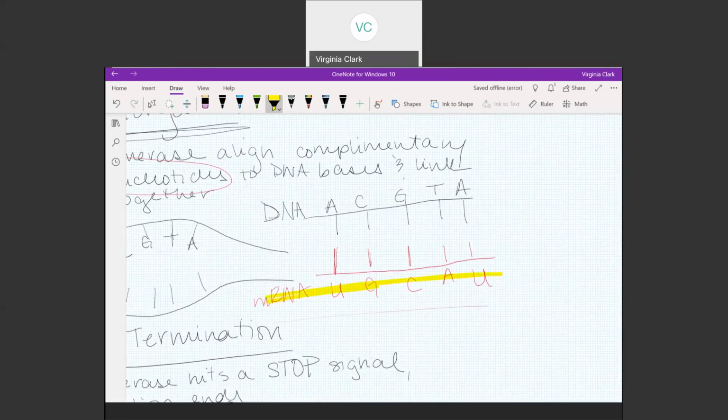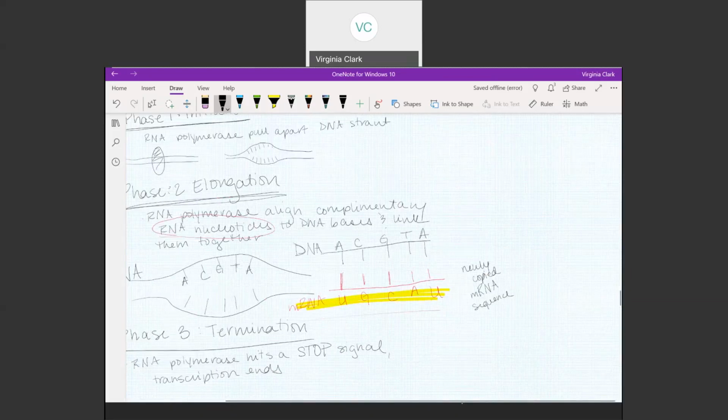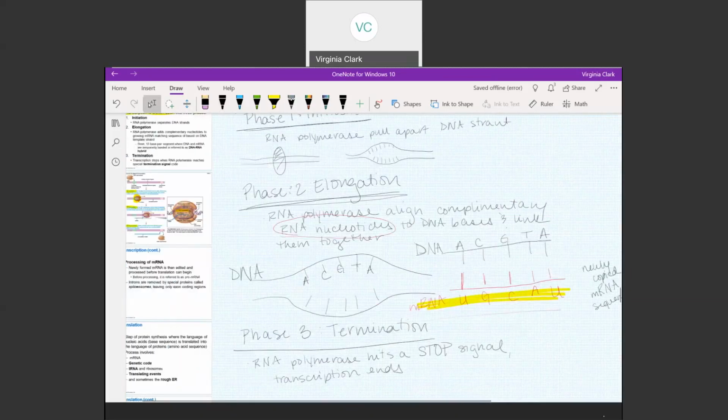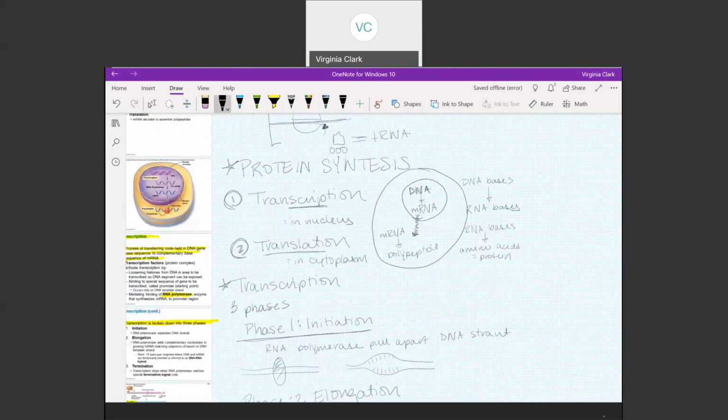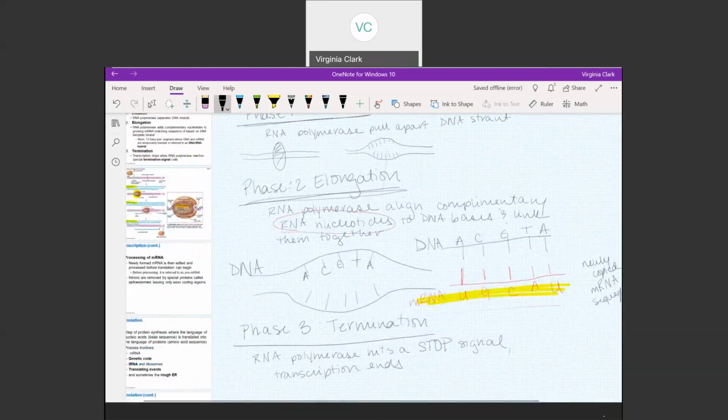So at the end of it, you're going to have a newly copied mRNA sequence. It is not double-stranded. It is not connected. Notice here, it is not connected. It's just doing a copy. This newly made mRNA sequence is now going to travel outside of the nucleus into the cytoplasm, and we're going to go through the process of translation. So that is what we're going to do next.